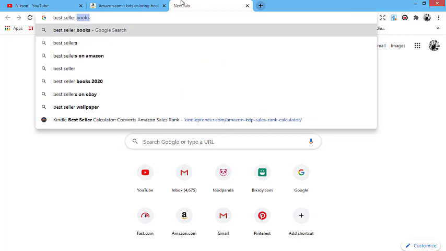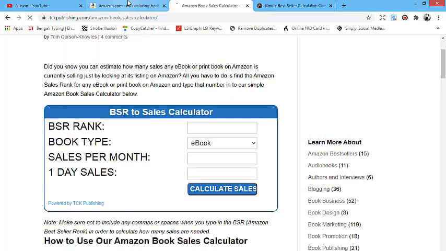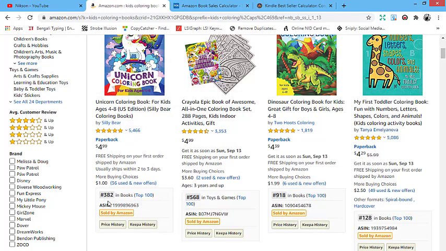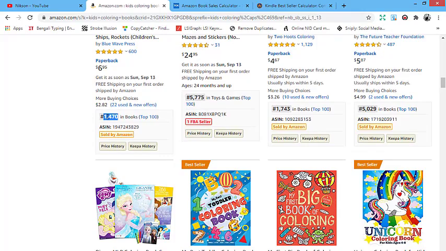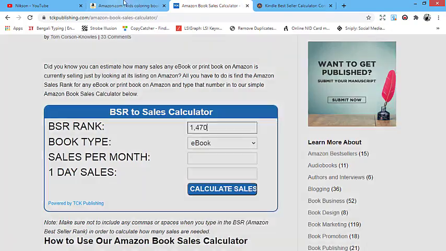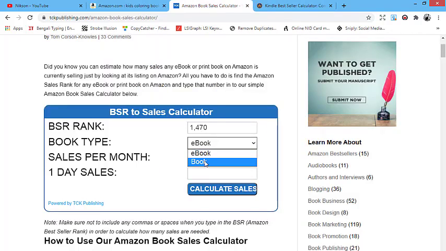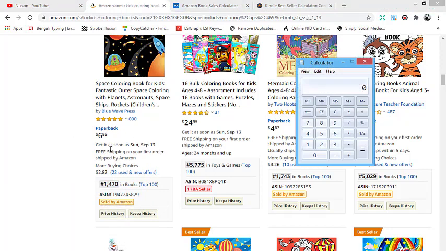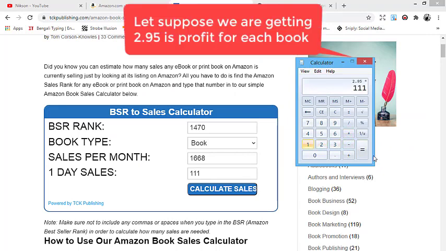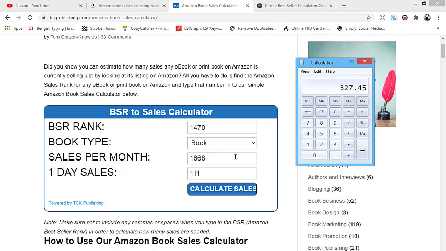Let's see how the bestsellers work. This is a calculator that calculates the amount of sales of bestselling books ranked for a particular keyword. Suppose we get this bestseller rank number, and then calculate. This is a coloring book, and we are going to see the sales amount. Just give the exact bestseller rank number and click on calculate sales. As you can see, he's getting so many sales in one day, and if we calculate the per day income, it will be more than 100, and if we calculate the per month earning, it's huge.